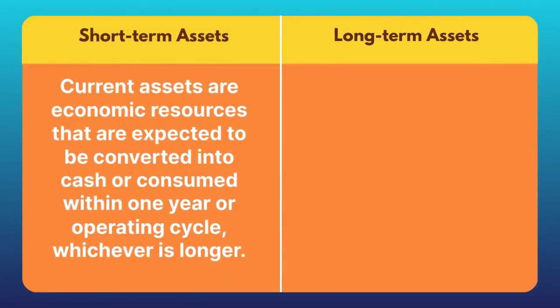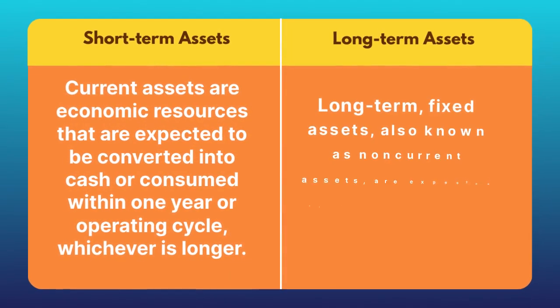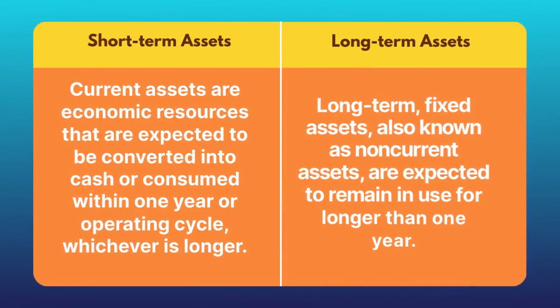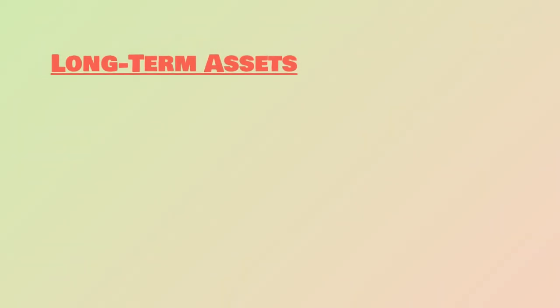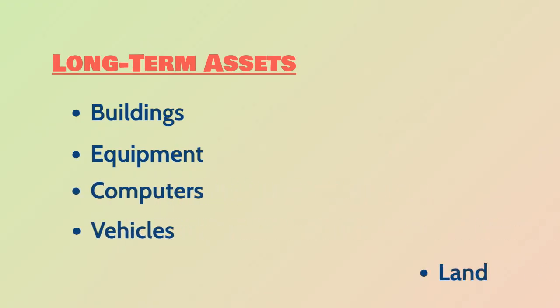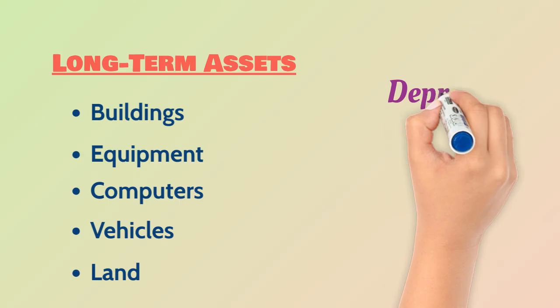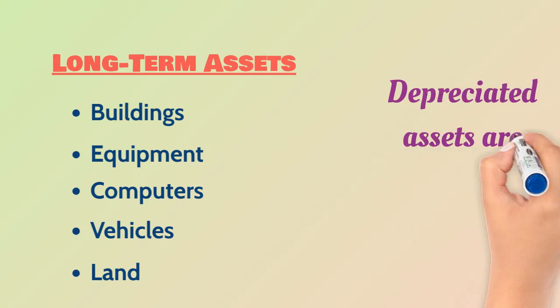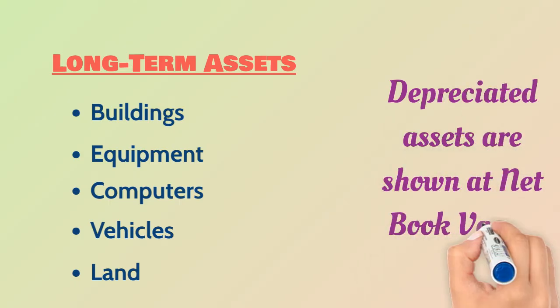Long-term or fixed assets are also known as non-current and are expected to remain in use for longer than a year or operating cycle. These are items like buildings, equipment, computers, vehicles, land. The assets which are depreciated are shown on the balance sheet at net book value, which means the assets are netted against their accumulated depreciation accounts.